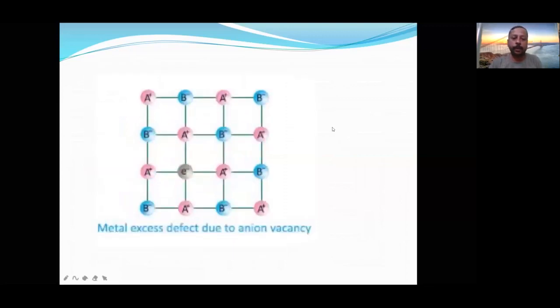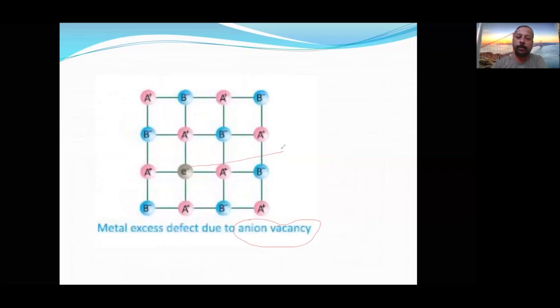So this is metal excess defect. Actually, metal excess defect is not because of the metal. It is because of the anion vacancy. Metal is extra, but we don't say that extra metal is coming. It is because of the anion, see here.